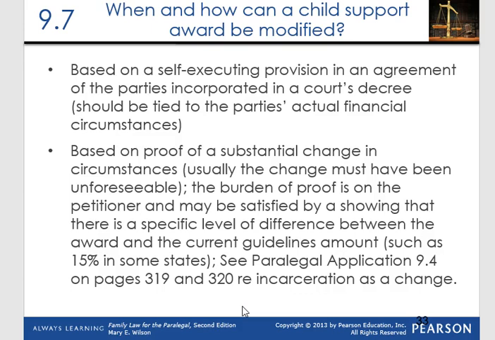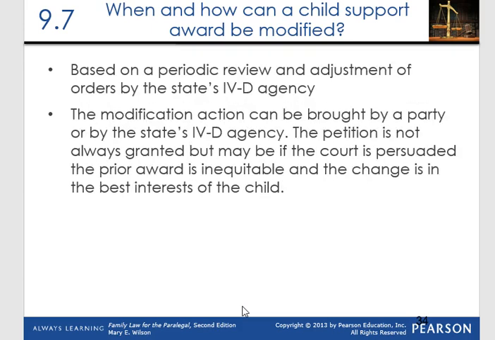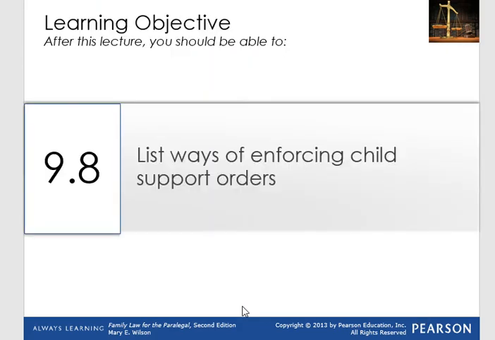Pages 319 and 320 regarding whether or not incarceration is considered a change in circumstances to justify a modification of support. Based on a periodic review and adjustment of the orders by the state's 4D agency, again, they do these periodic reviews and will request documentation of current income levels and employment benefits, etc., to verify the amount of support. The modification action can be brought by a party or by the state's 4D agency. The petition is not always granted, but may be if the court is persuaded the prior award is inequitable and the change is in the best interest of the child.